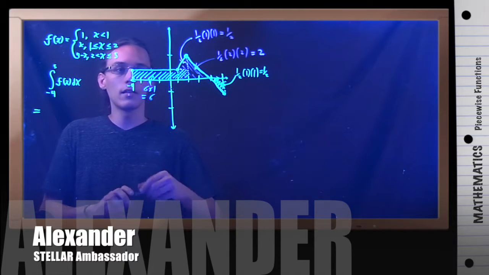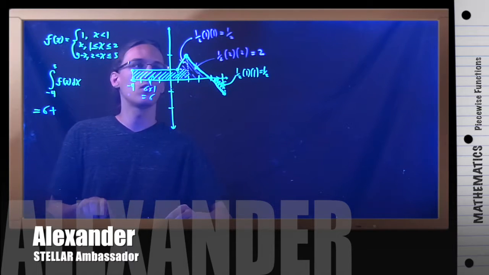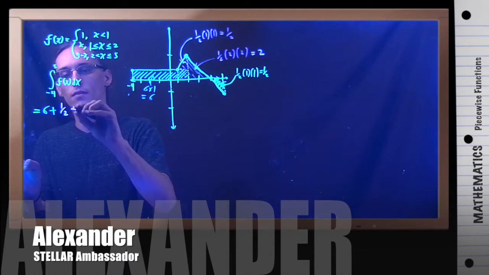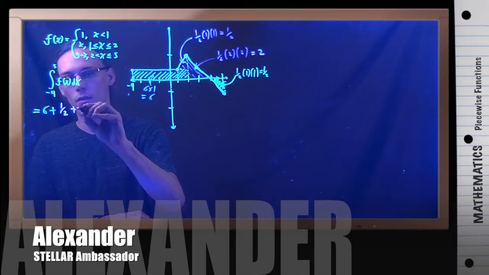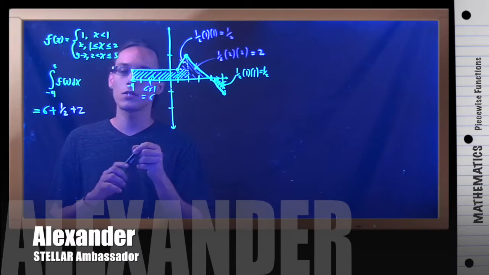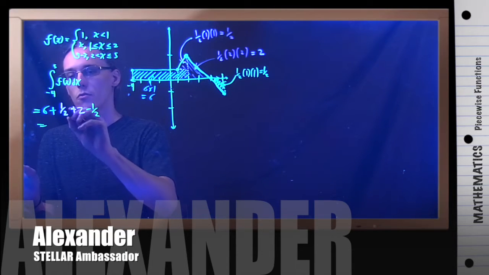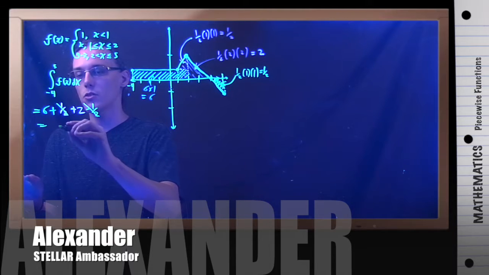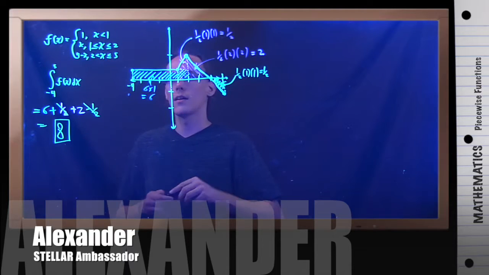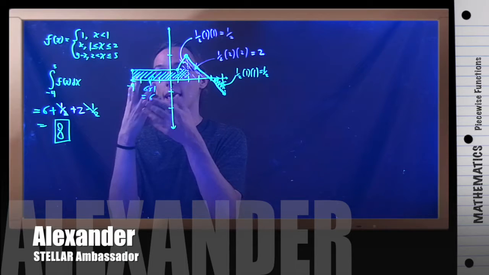It's going to be 6, because this is positive area, plus 1 half, because this area, again, is positive. It's above the x-axis, plus 2. But now, the area of this right here, since this was below the x-axis, I'm going to have to say minus 1 half. Notice the 1 halves drop out, and I get 6 plus 2, which is 8. And so the total area underneath this integral, the total net signed area, comes out to be 8.